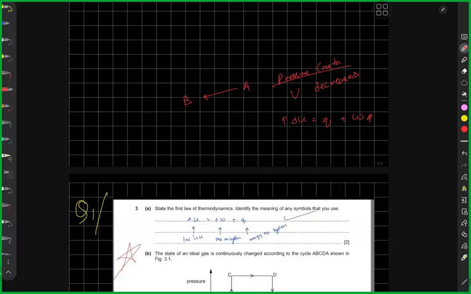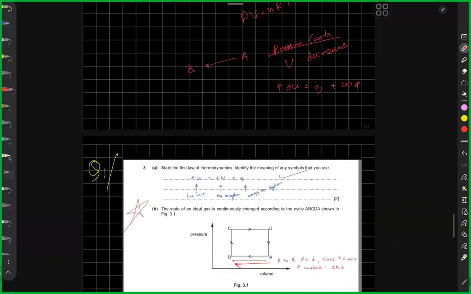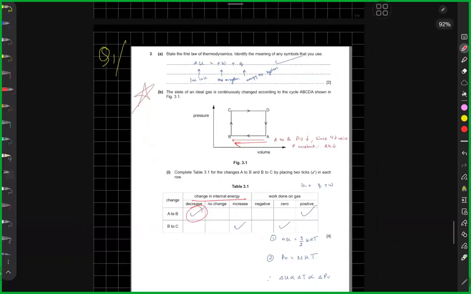Now look. PV is equal to nRT. Okay. The answer is decrease. And why am I showing this question to you? What you just did, a lot of students have done this. A lot of students have done this. This is why I'm showing this question.